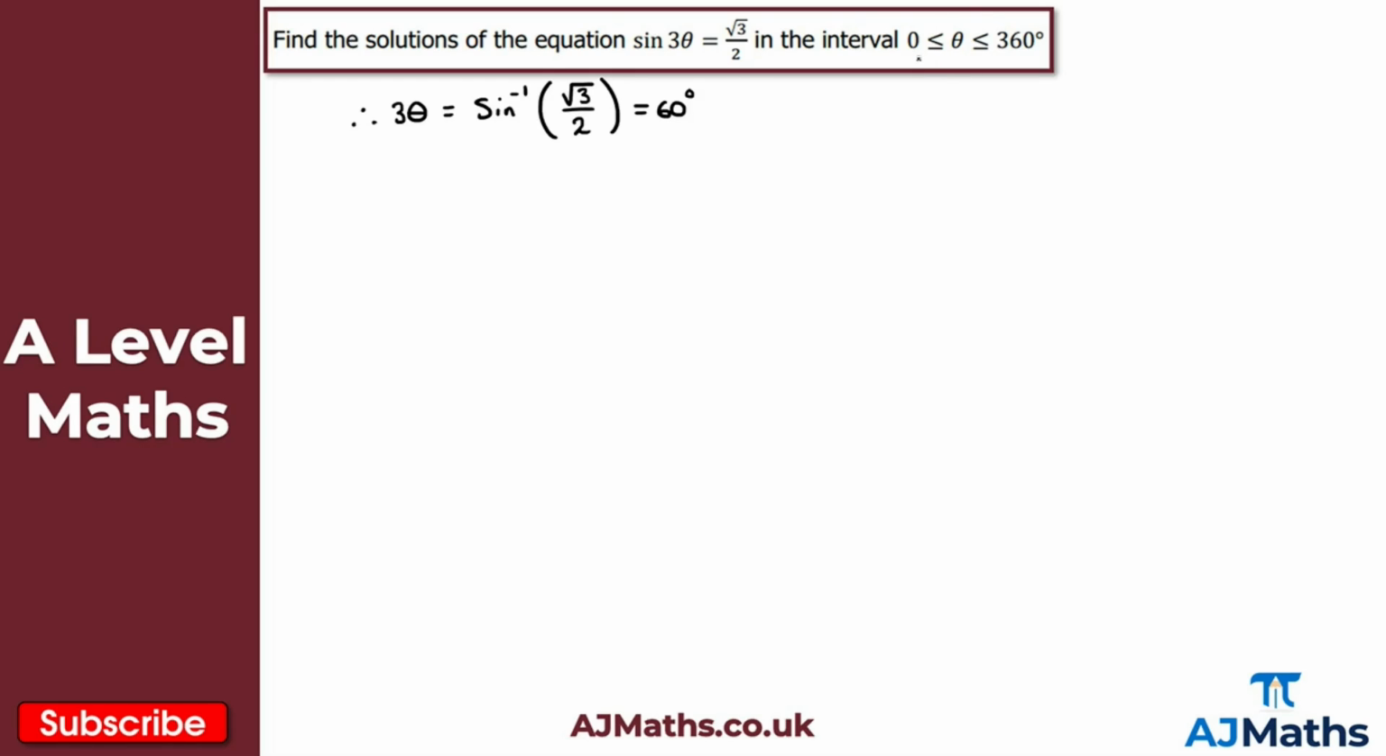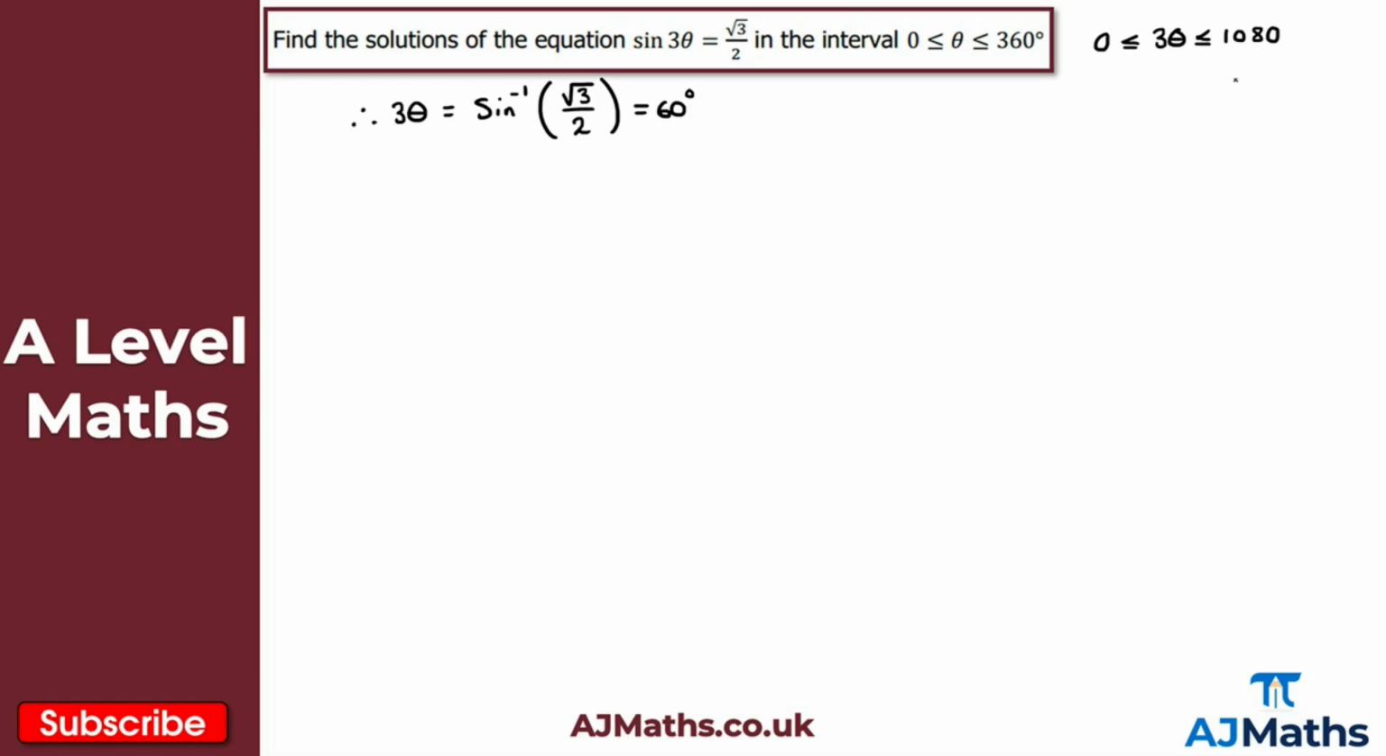Now the original interval here is between 0 and 360 degrees. So what I'm going to do here is just change my interval to match the 3 theta. So rather than it being for just theta, I'm going to change the interval here. And what I'm going to do is just times through by 3 to get 3 theta here for the interval. So it would be 0 still. We get 3 theta. And then for my upper bound here on this interval, I'd get 360 times 3. That would give me 1080.